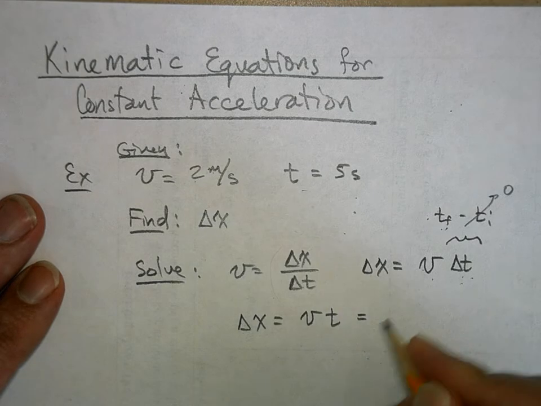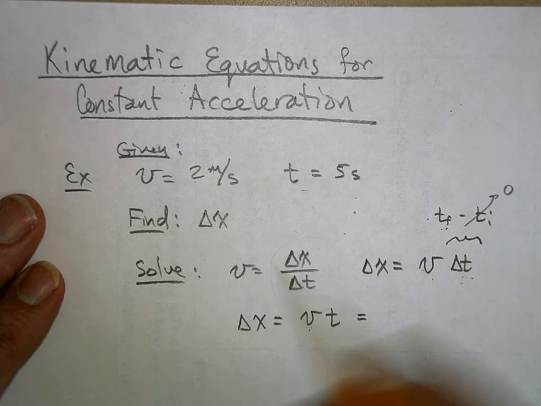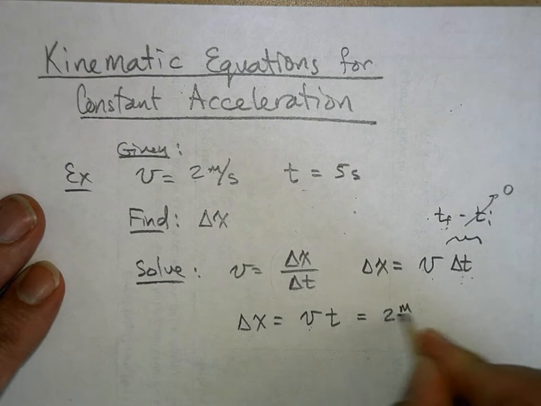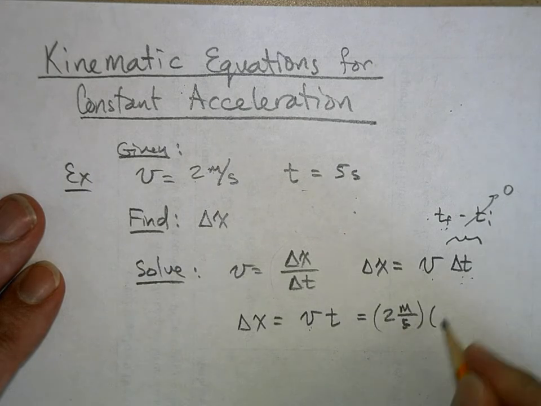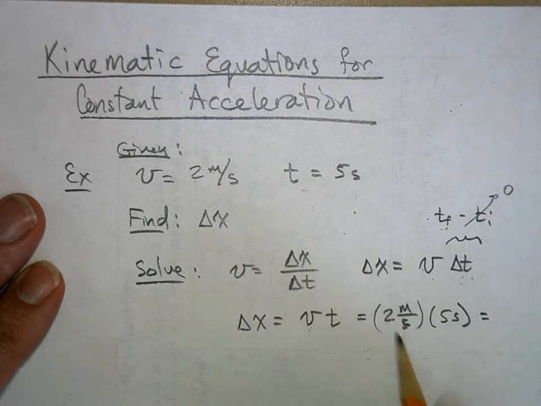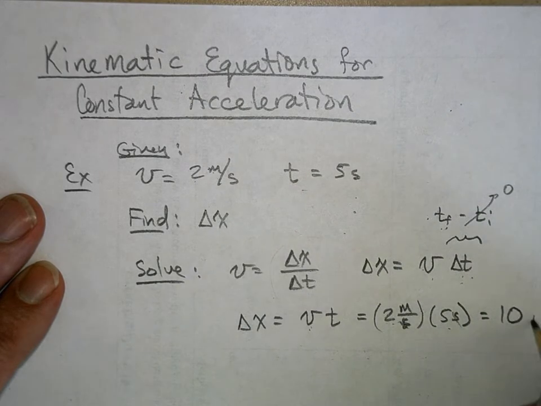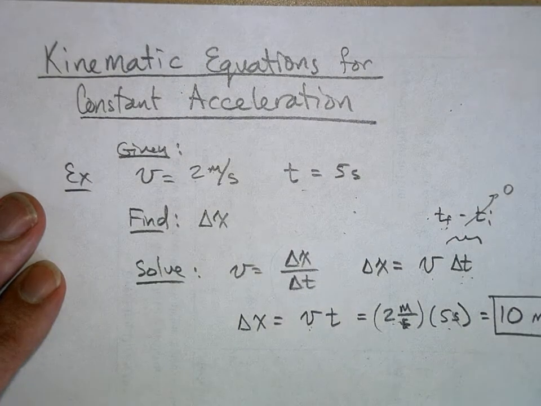And so you would plug in your numbers now. Okay, my constant velocity is 2 meters per second times the time of 5 seconds. 2 times 5 is 10. The seconds cancels the seconds, and you're left with meters. And so, of course, we always have to box our answer, right?